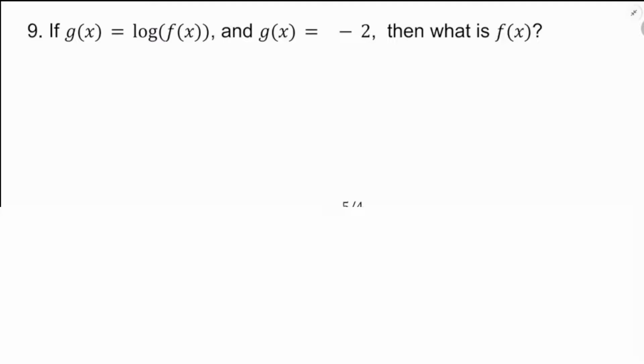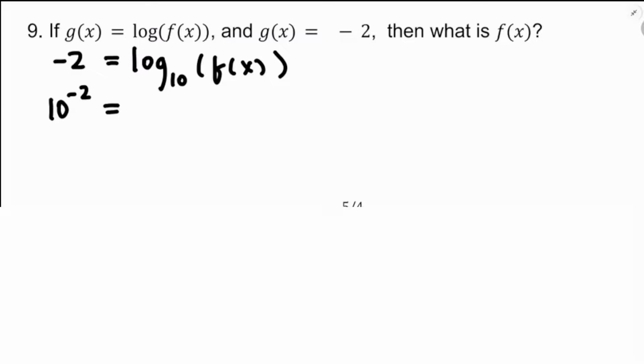G of x equals log of f of x. Oh, yeah, if no base is shown, it's implied to be 10. So negative 2, but we can always write that in when we go to solve. Log base 10 of f of x. And so we will be needing to say, all right, take 10 to both sides power. 10 to the negative 2 equals f of x. 10 to the negative 2, that's 1 over 10 to the 2. Actually, I'm going to say over here, f of x equals 1 over 10 to the 2. That's 100.